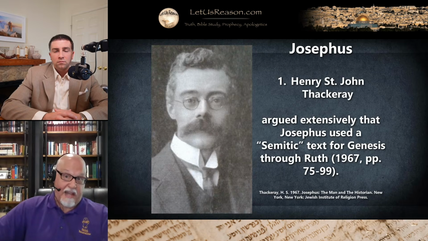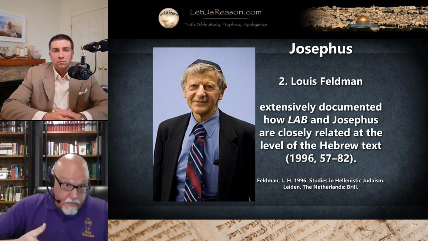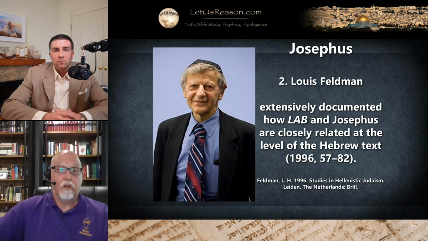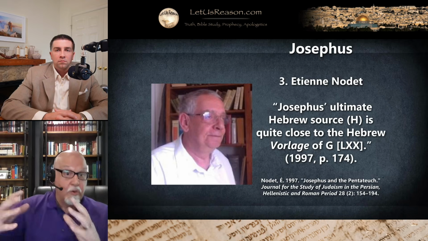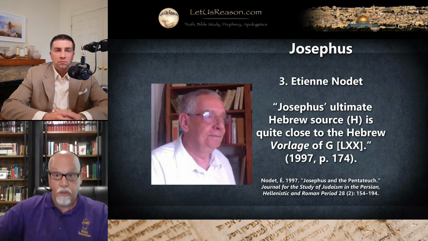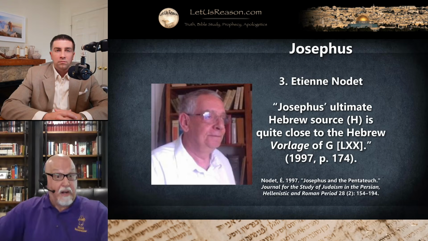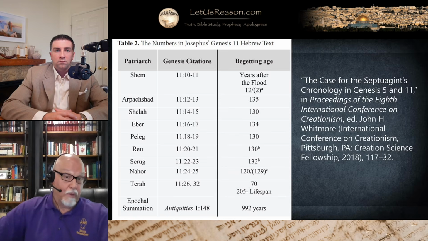Josephus used a, quote, Semitic text for Genesis through Ruth. Louis Feldman documents how Lab, which we just previously discussed, and the Hebrew text that Josephus used are closely related to one another. And then Naudet is a French scholar. He believed that the Hebrew source that Josephus used was pretty close to the one used by the Septuagint translators. So that's very interesting. The consensus of the Josephus scholarship is that he was using basically a Hebrew Bible.